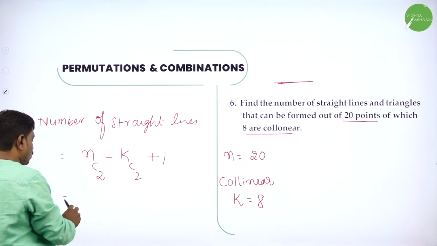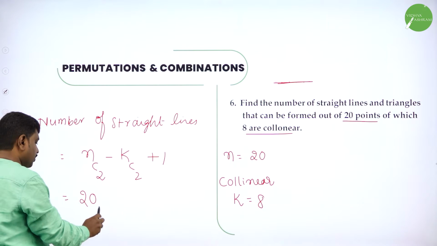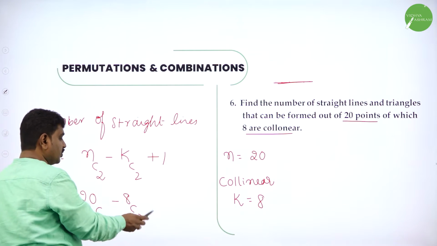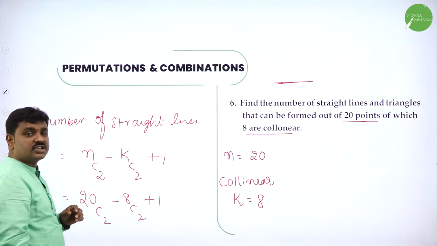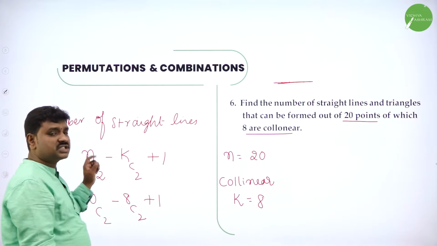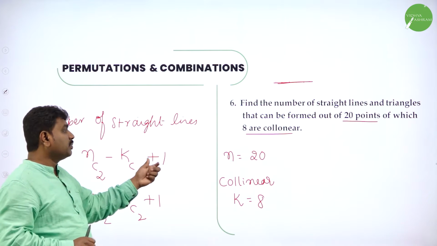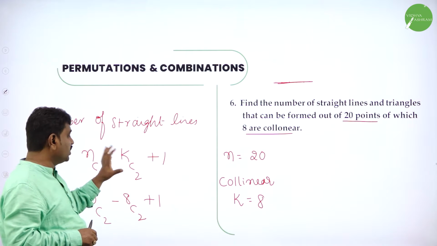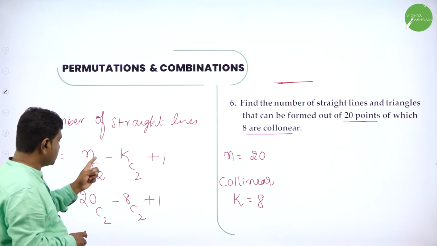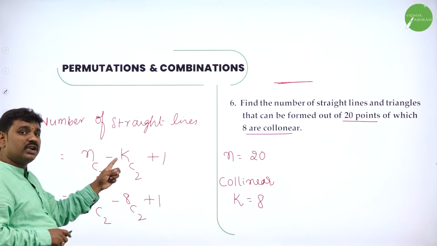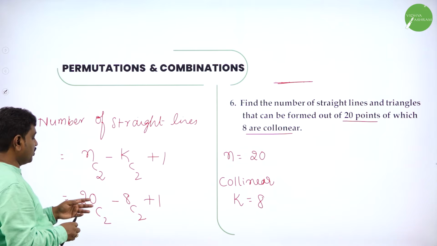So I have total 20 points. In that 20 points, I'll combine 2 and I'll remove 8C2. Those which are collinear, remove them, plus 1. This is the formula. How many straight lines can you form? NC2 minus KC2 plus 1. N means total number of points. K means points which are collinear. Plus 1 because that collinear, if you join, you will get one line that you should add. So those which are collinear, I'll remove. What is N? Number of points. What is K? Number of points which are collinear. And that's it. So this is the formula, you expand it.